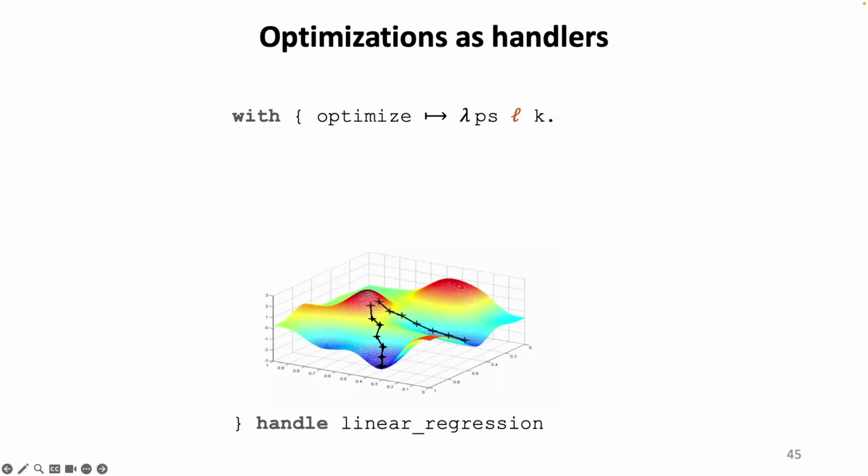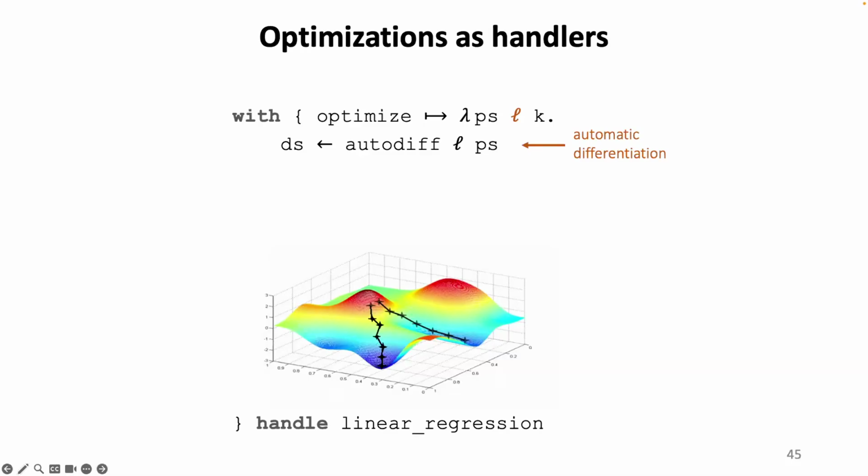So now we can implement gradient descent as a handler. This handler receives the current parameters PS, the choice continuation L, and the continuation K. It can start by doing a step of automatic differentiation that calculates the gradient of L with respect to PS. So we would assume autodiff implements automatic differentiation. Of course, in languages with built-in support for automatic differentiation, this would be even simpler.